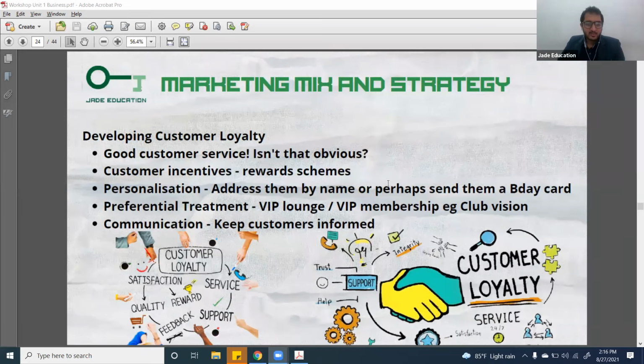I get birthday cards from loads of places. My banks, my credit cards, I have loads of credit cards, guys. Every birthday, I get 3 or 4 cakes. They're like, happy birthday, and all this platinum stuff, because if you're a high-end customer, they keep sending it to you. But it kind of feels nice, no? Or preferential treatment, like Club Vision, VIP memberships, VIP lounge.